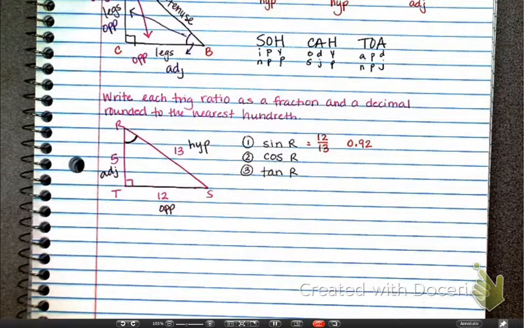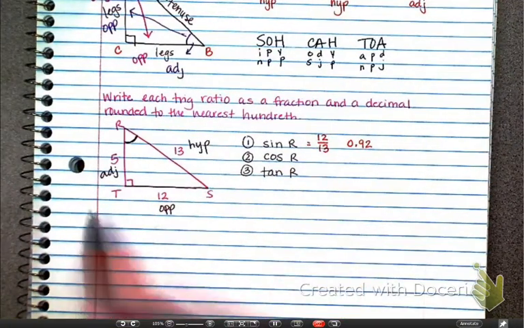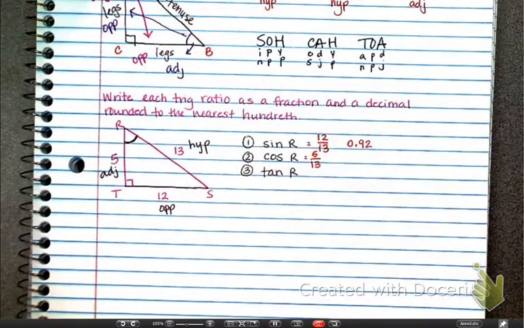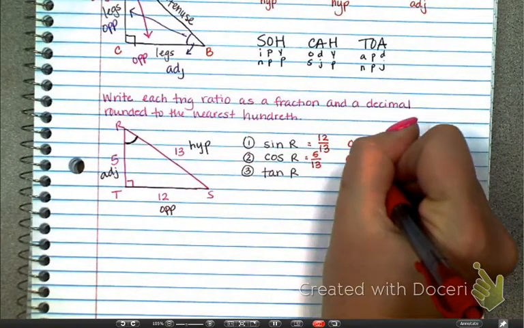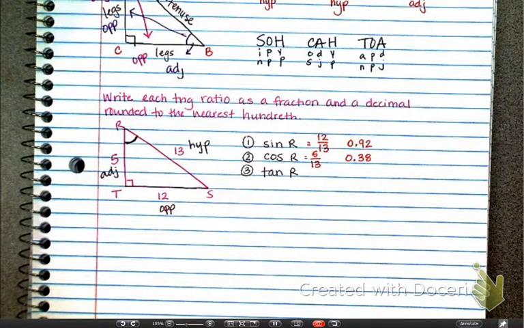What two pieces of information do I need for cosine? The adjacent and the hypotenuse. So my adjacent is 5. The hypotenuse is 13. Can I reduce that at all? So can I reduce the fraction? Oh, no. But what is my answer rounded to the nearest hundredth? You should have gotten 0.38, because the next number after 8 is 4, so it keeps the 8 the way it is.